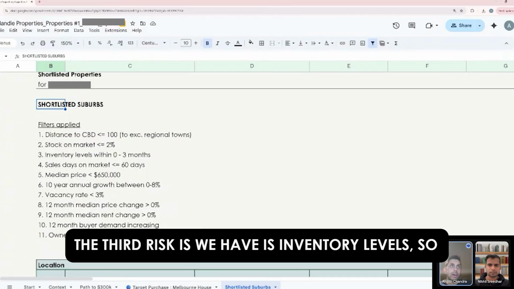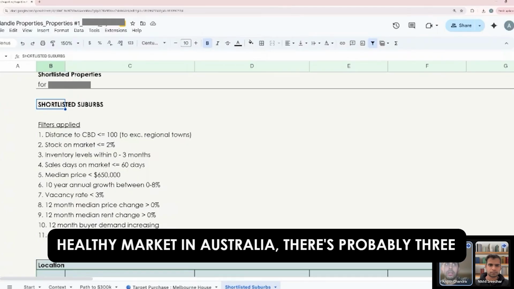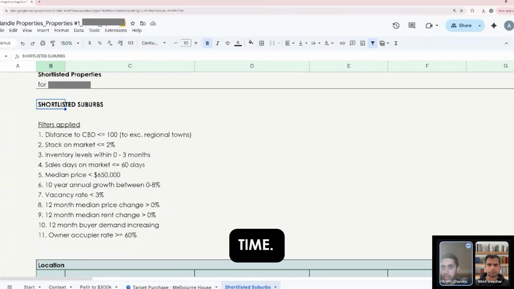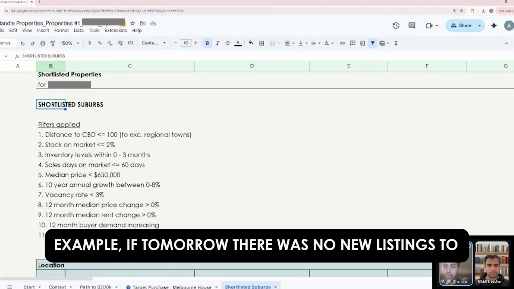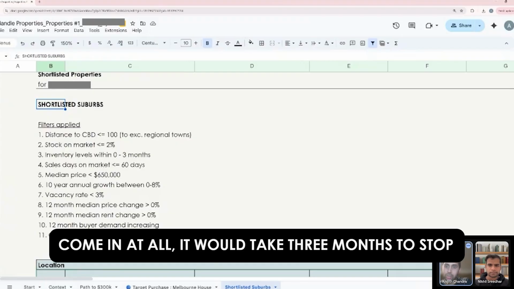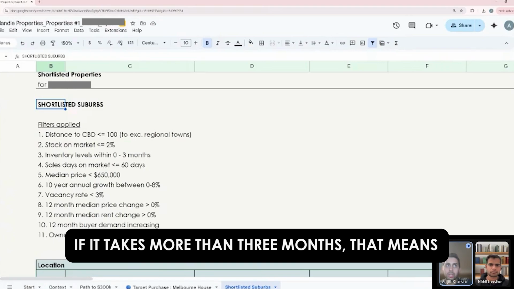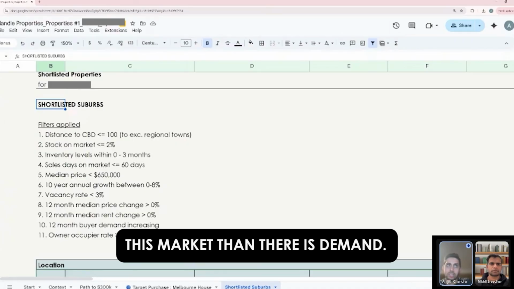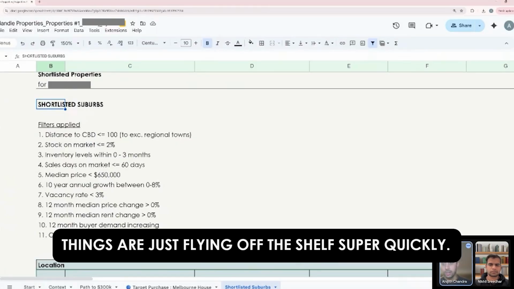The third filter is inventory levels. Maybe explaining this a little bit more, in a healthy market in Australia, there's probably 3 months of inventory live in the market at any one time. So that means, say in Wetherill Park for example, if tomorrow there were no new listings to come in at all, it would take 3 months to sell everything that's on realestate.com and Domain. If it takes more than 3 months, typically there's more supply in this market than there is demand. On the less than 2 months side, when it goes to a month or 2 months, there's way more demand. Things are just flying off the shelf super quickly.